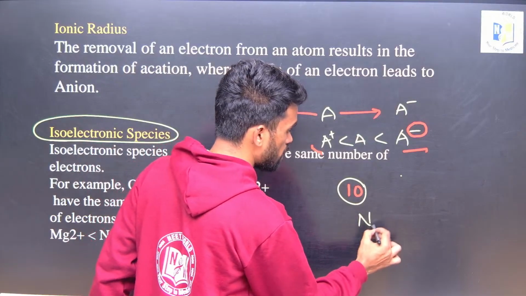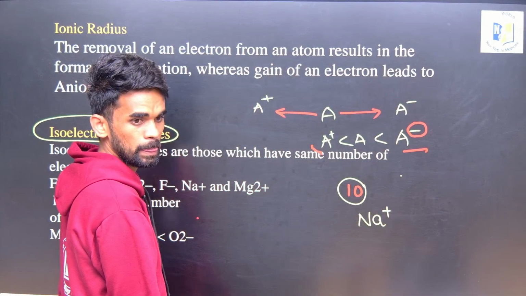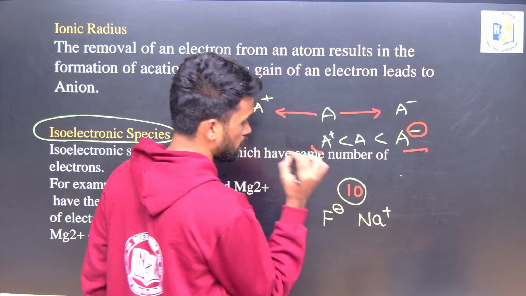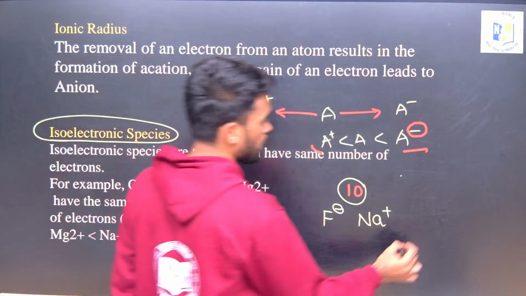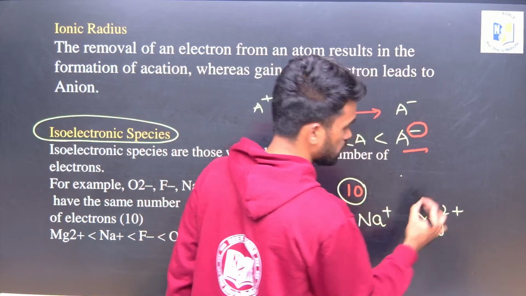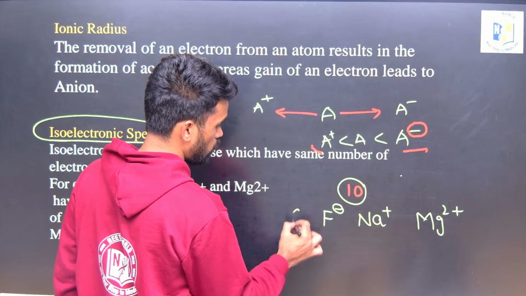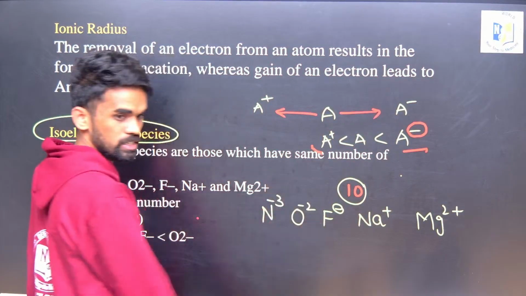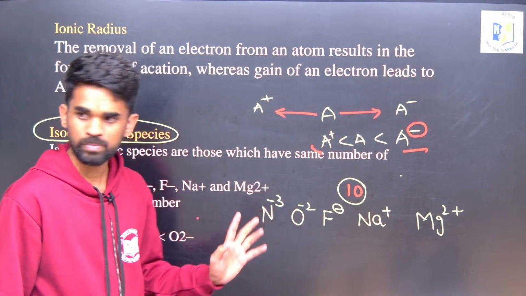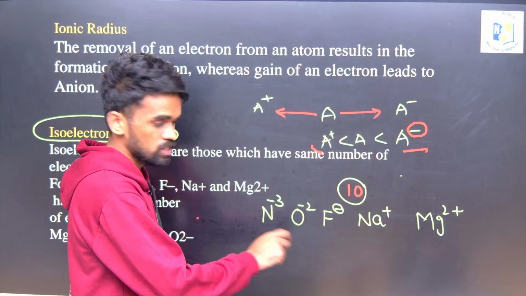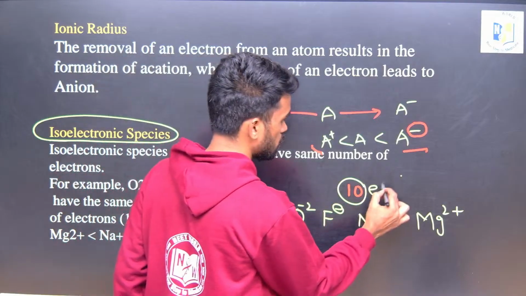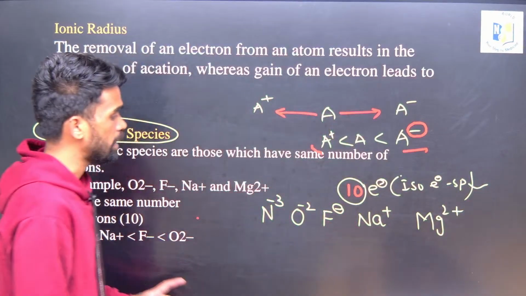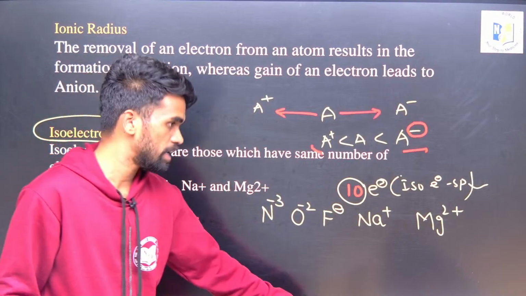See, I am taking sodium ion. How many electrons are there? 10. And the next, fluoride ion. How many electrons? 10. I am taking Mg2 plus. How many are there? 10. And O minus 2, and N3 minus. Tell me how many electrons? 10. All of them have the same number. So all of them are ions and isoelectronic species with 10 electrons.